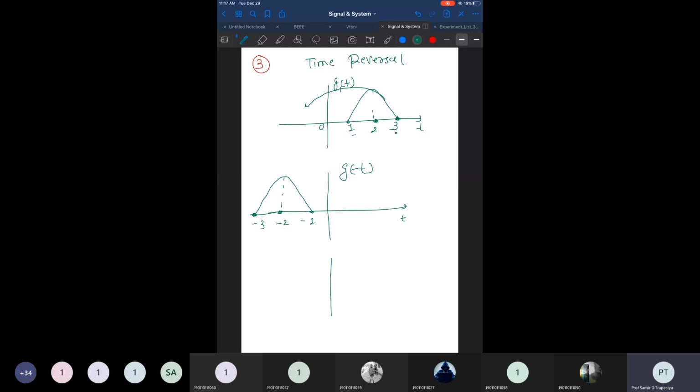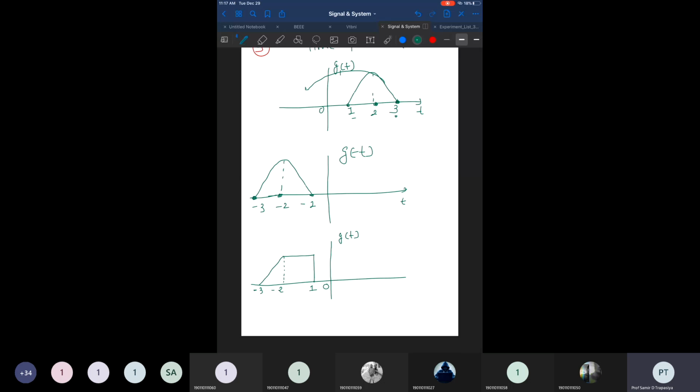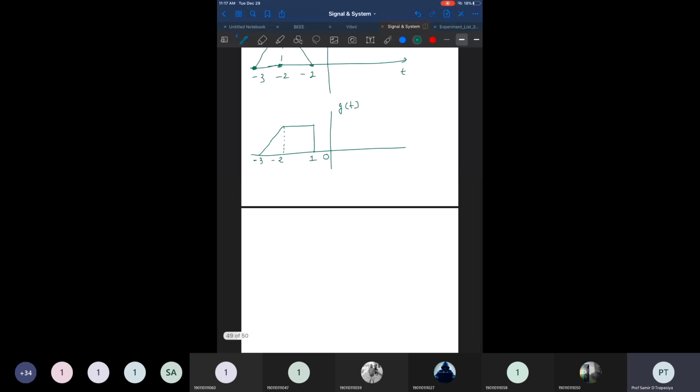I give you one more example before we conclude this session. If your signal will be like this, this is our g of t, with points at -3, -2, and 1. Now you have to apply the time reversal operation on this one. So if any signal is on the right side, it is flipped to the left side, and the signal which is on the left side is turned to the right side.